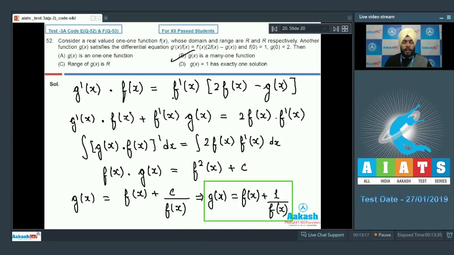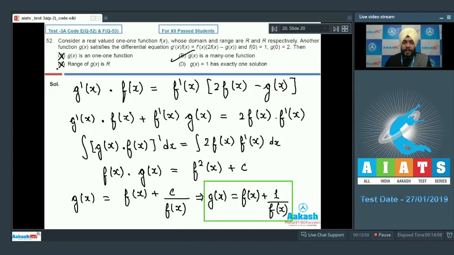Now commenting upon the range of g(x), g(x) can be visualized as a number f(alpha) plus 1 by f(alpha). So a number added to its reciprocal is either greater than or equal to 2 or less than or equal to minus 2, based on the AM-GM inequality. So that means the range of g(x) is not all the real numbers. It is minus infinity to minus 2 union 2 to infinity.